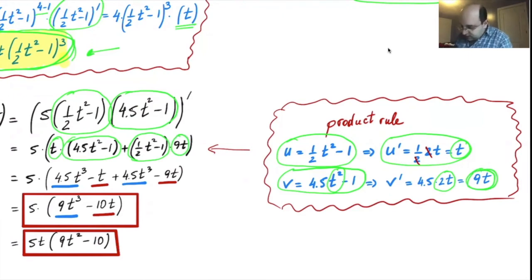If I simplify everything, I get 4.5 times t to the power 3 minus t times 1, plus 1/2 times 9t squared. So 1/2 t squared times 9t. So that's 4.5 times t to the power 3 minus 9t times 1. Okay, so that's what I get.